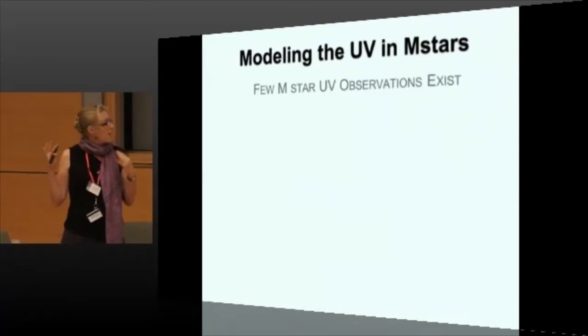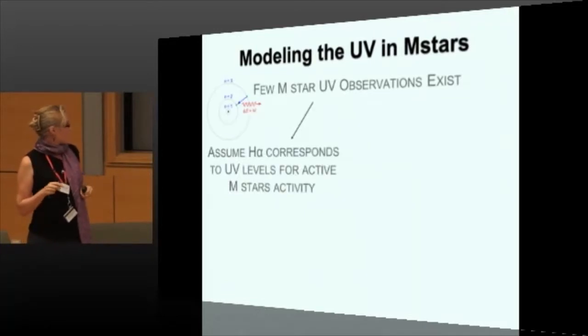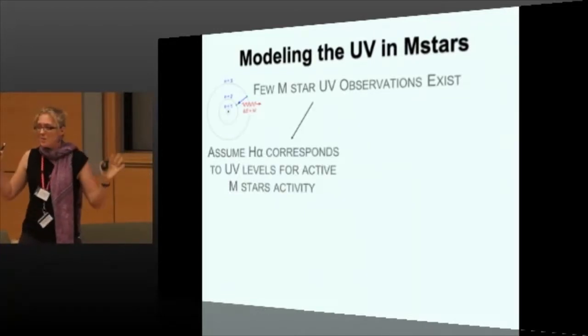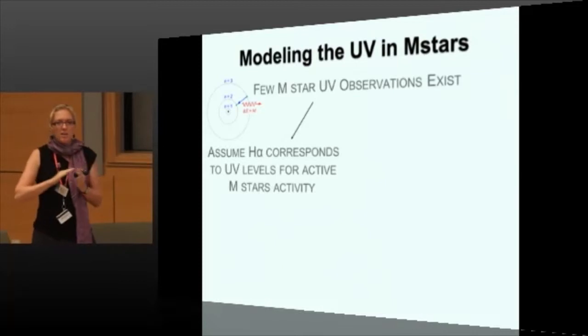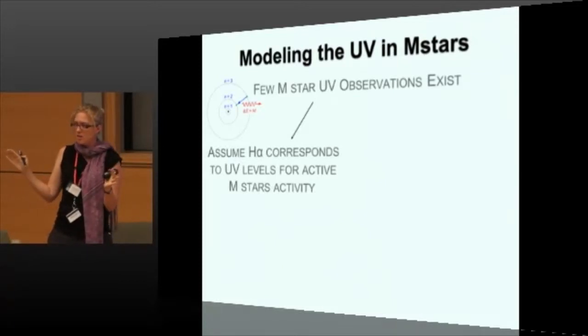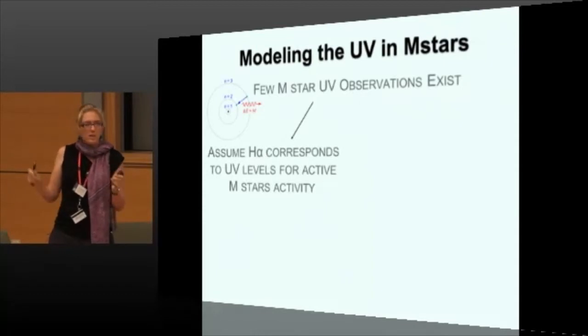For the non-astronomers in the bunch, this might not make a whole lot of sense. But basically what I'm trying to do is scale, because we don't have UV observations. For a lot of M stars, we only have them for a handful, 6 or so.